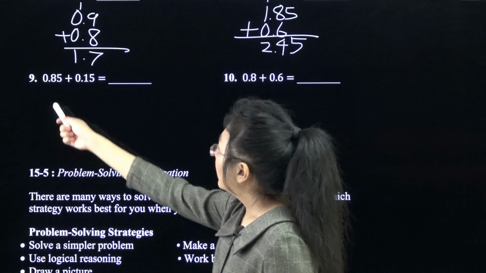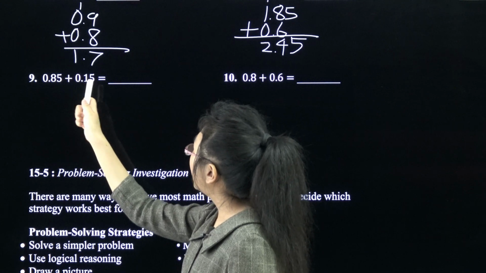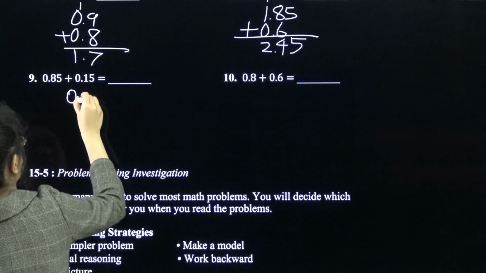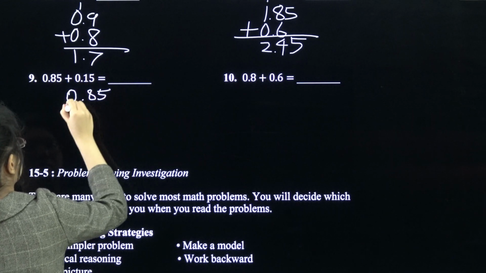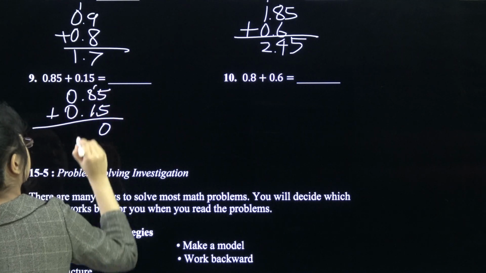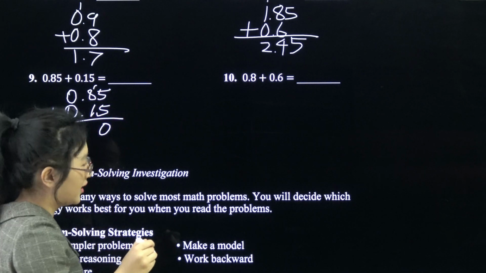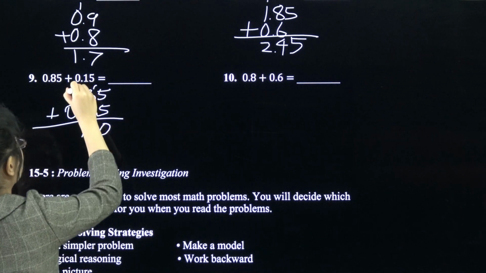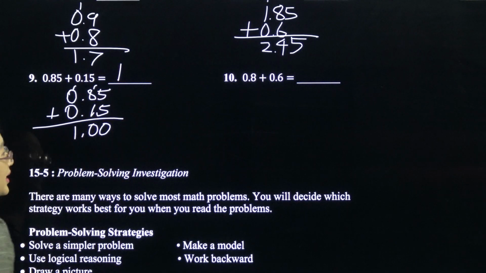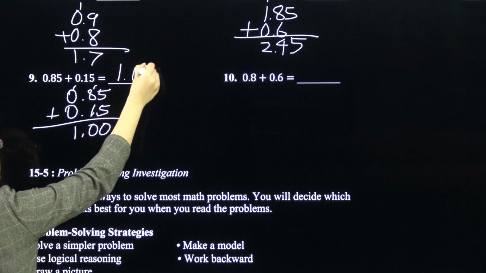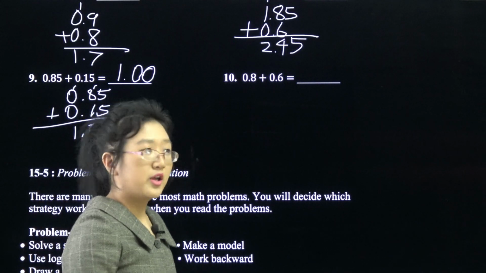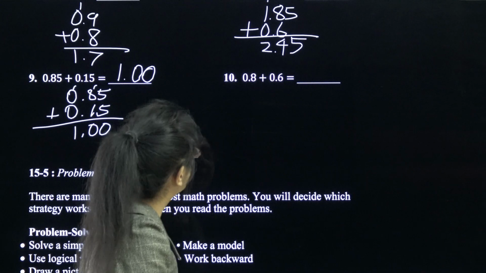Then we have 0.85 plus 0.15. So we have 5 plus 5 equals 10, and then we regroup. 1 plus 8 plus 1 equals 10 again, so we regroup again. And 1 plus 0 equals 1. This just equals 1. You could put 0.00 if you want. If it's money though, you have to put it, but right now it doesn't really matter that much.